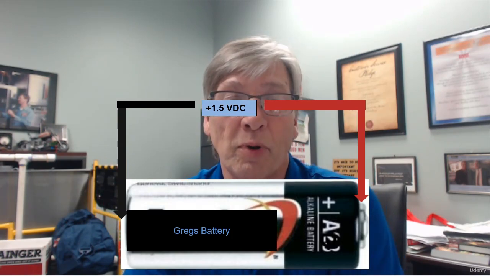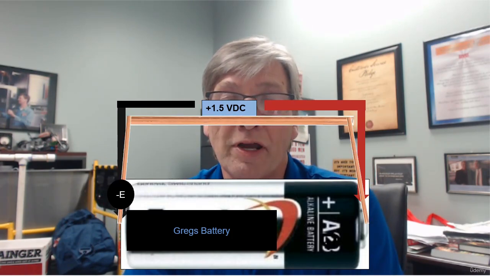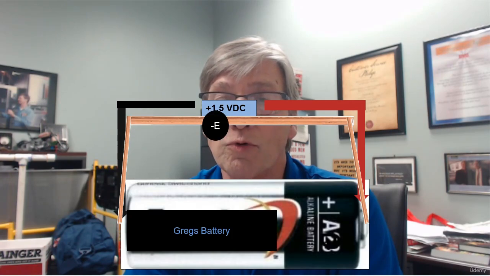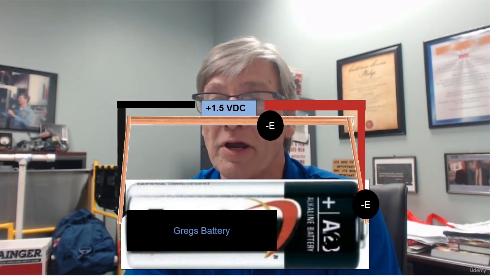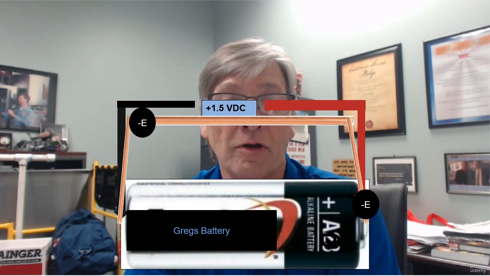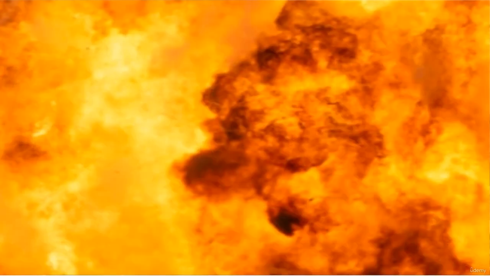If we took a bare wire and attached it from one end to the other, the electrons would move so fast that the heat created, I will explain this later, could make the battery explode. That's why it's also important not to carry a battery in the same pocket that you have pocket change in.